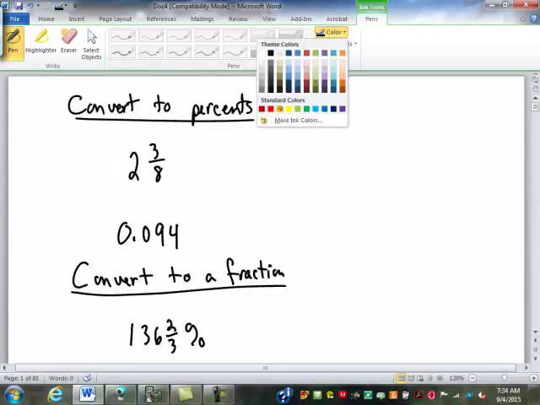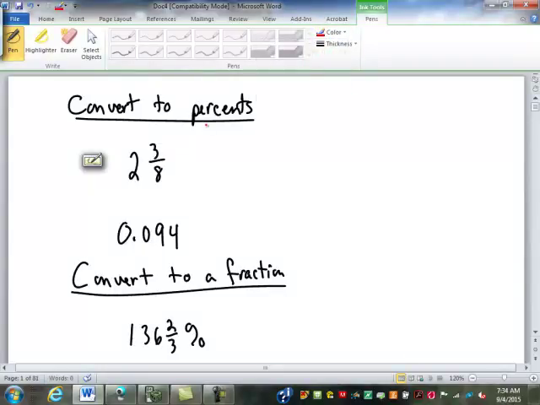So let's take a look then at the first one here. 2 3/8 turned into a percent. A couple different ways we could go about it. We could make it a decimal because this one does divide out to an even decimal and then move the decimal point, or we could make it into an improper fraction and convert it that way. And that's how I would probably approach it.